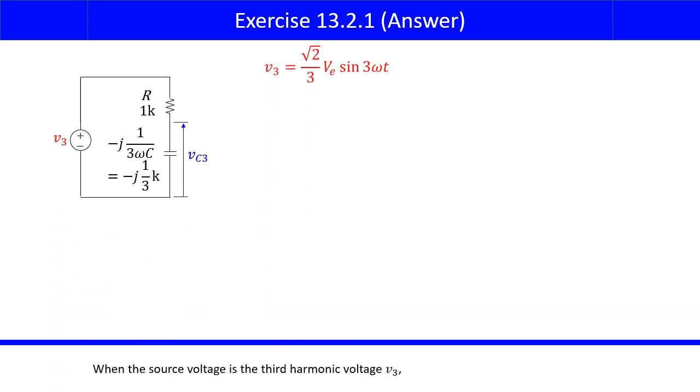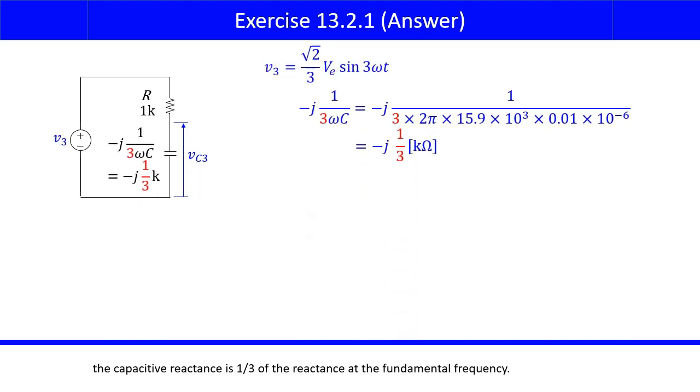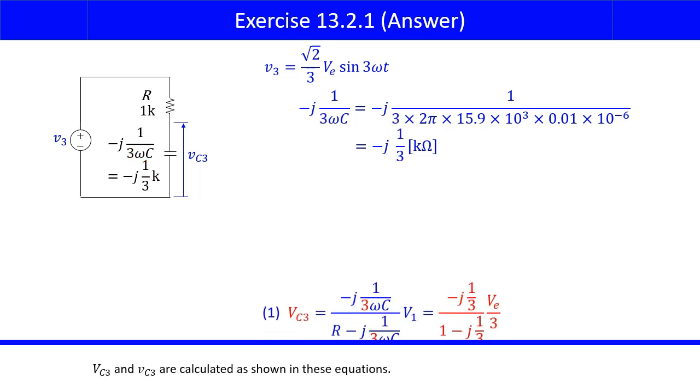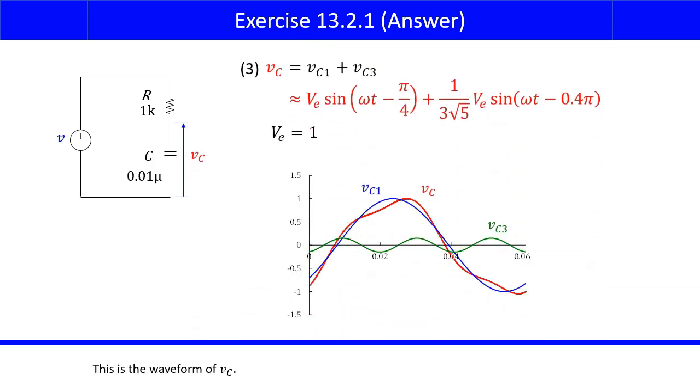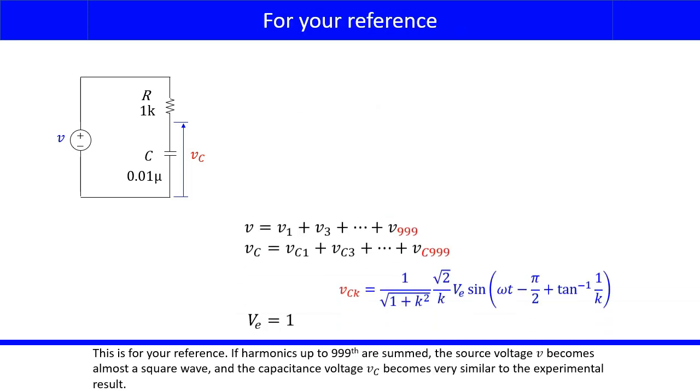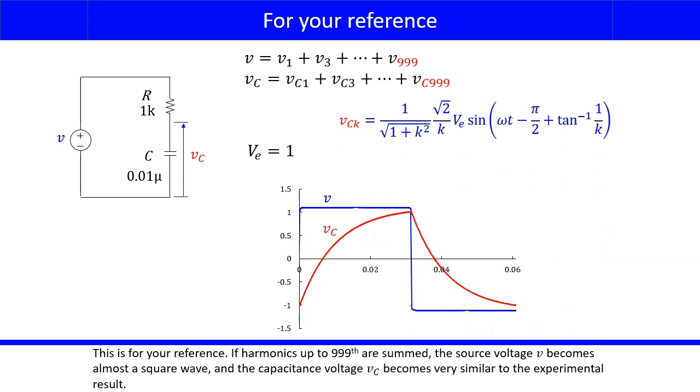When the source voltage is the third harmonic voltage V3, the capacitive reactance is 1/3 of the reactance at the fundamental frequency. Uppercase Vc3 and lowercase vc3 are calculated as shown in these equations. This is the waveform of vc. This is for your reference.